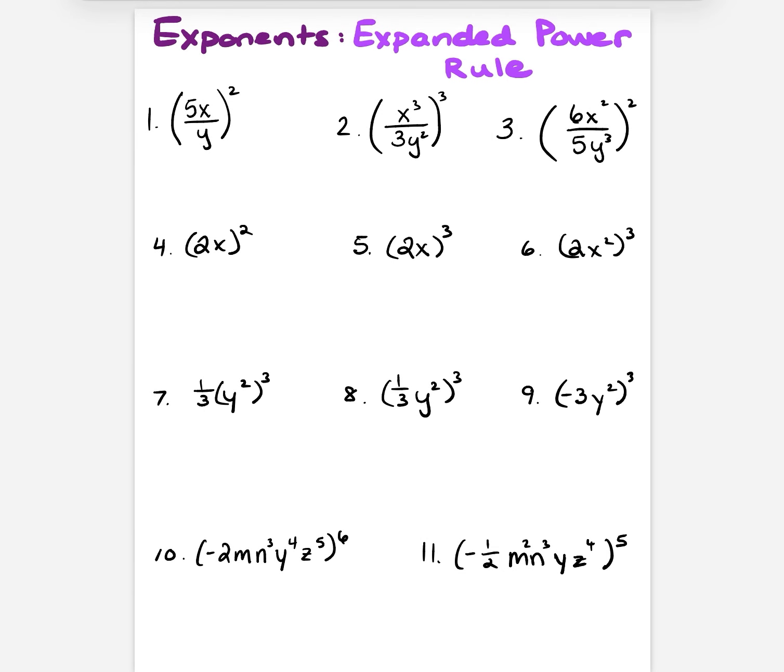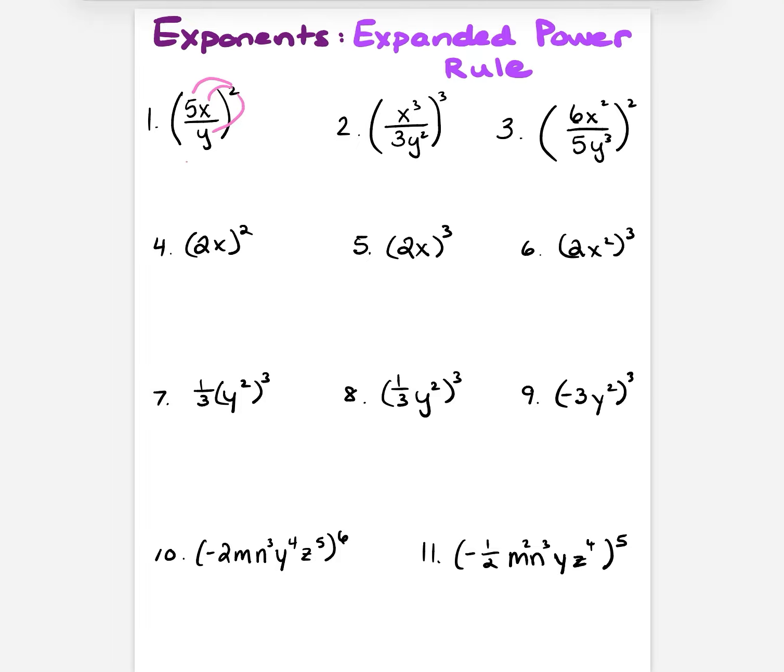Hi everyone, in this video I'm going to talk about the expanded power rule for exponents. So for number 1 here, we've got 5x divided by y, all raised to the second power. Nothing can combine, there are no like bases, but we can distribute that exponent. So the 2 is going to go to the 5, to the x, and to the y.